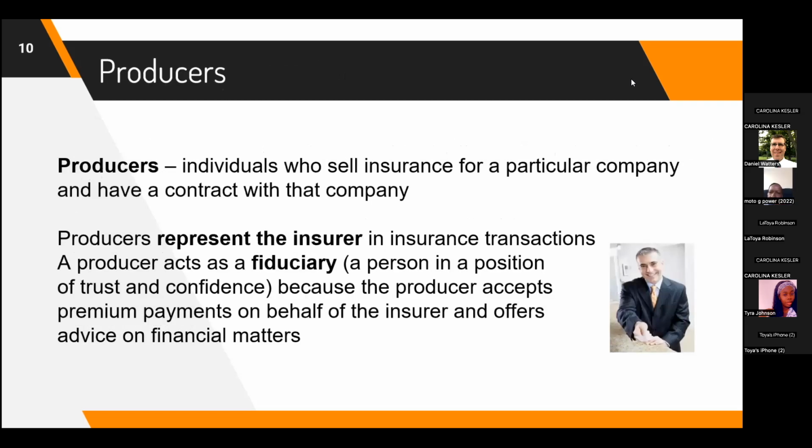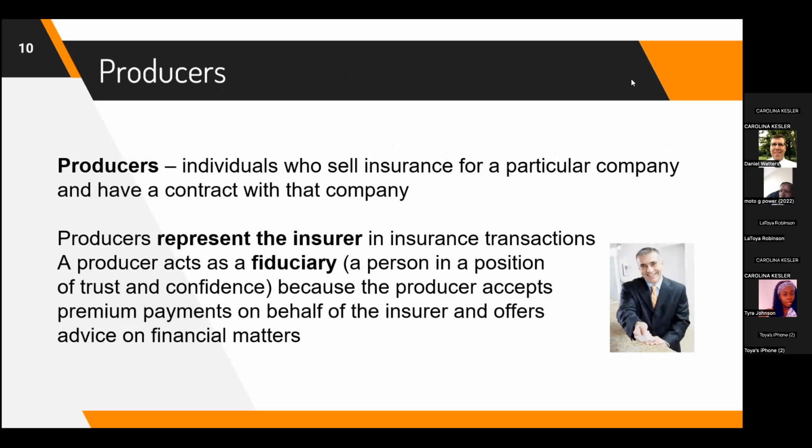Producers, that's what you are learning to be right now: an individual who sells insurance for a particular company and has a contract with that company, right? That's another word for agent. Same thing, right? Producers represent the insurer. Who does the producer represent? The insurer in insurance transactions.